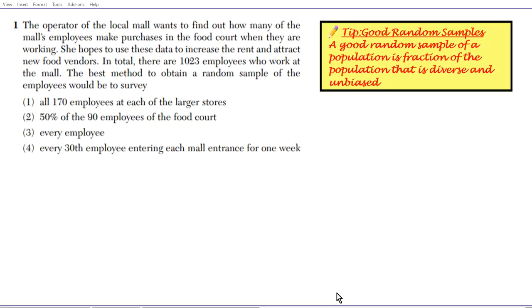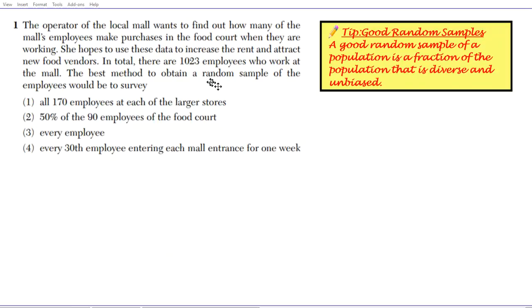Now, a tip to keep in mind is as follows. A good random sample of a population is a fraction of that population, as the word sample indicates. A sample of the population that is diverse and unbiased. When you think about diversity, you want to make sure that your selection is spread as evenly as possible across the entire population. And being unbiased basically involves not focusing your selection on a particular group of people that have a specific bias towards your desired outcome.